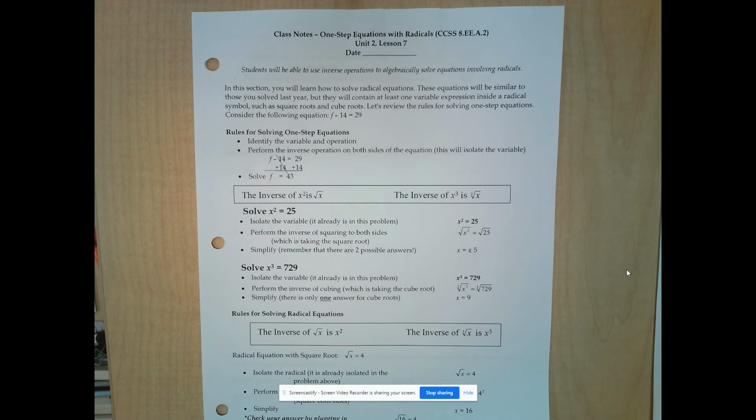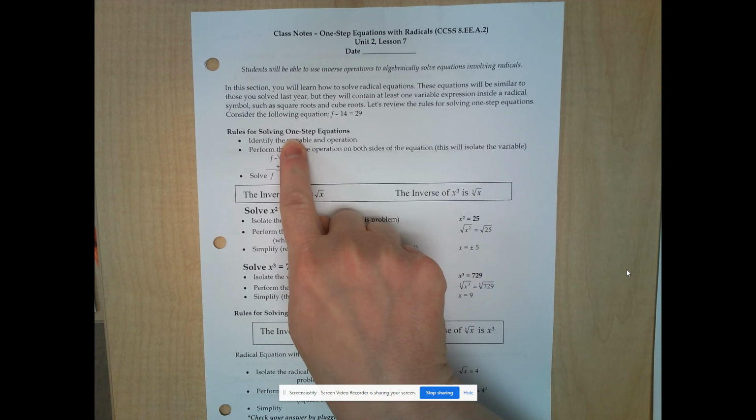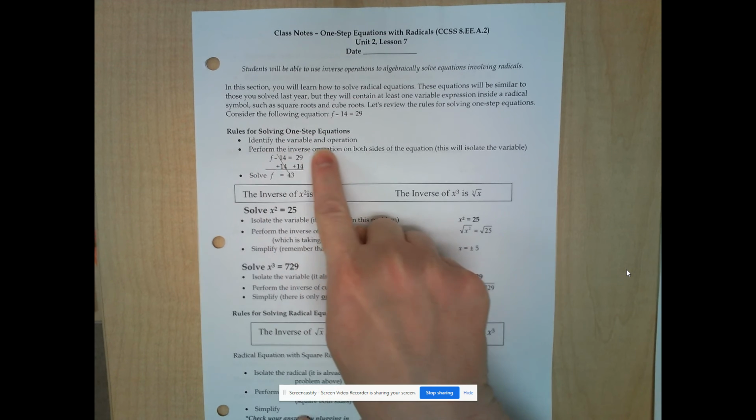It's Mrs. Frazier here. We're talking today about one-step equations with radicals, so equations that have things to do with squaring and square rooting. What we have here are some rules for solving one-step equations. Identify the variable and the operation.